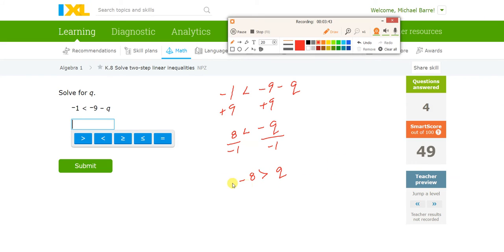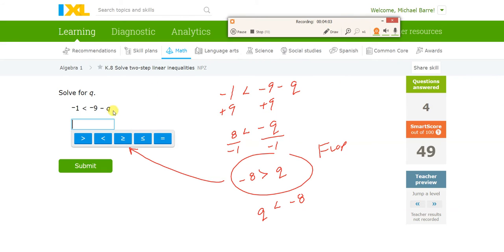Now, I could put it in like this, but what I'm going to do is I call it a flop. I really like to have the q on the left side, so q is less than -8. It's a complete flop. Notice that the inequality is still eating the -8. I haven't changed the inequality. I've just cleaned it up a little bit. q less than -8.